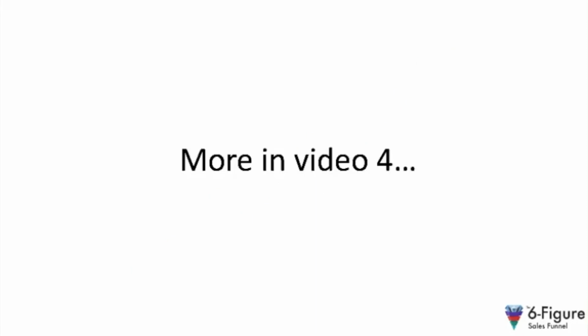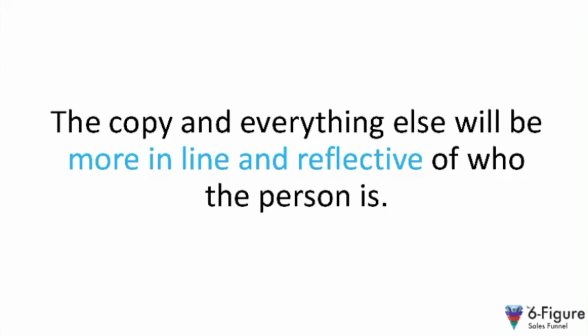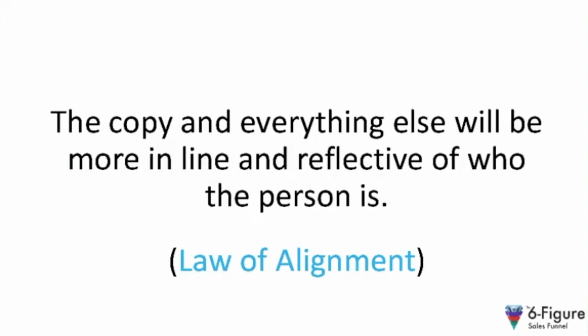I'll talk a bit more about how to research and niche down to your target prospect in video 4. But for now, understand that choosing a niche will give you a clear target to aim at. This in turn helps you to grow faster and increases conversion rates because the copy and everything else will be more in line and reflective of who the person is that's actually in your funnel. You'll recall from video 1 that this is called the law of alignment.